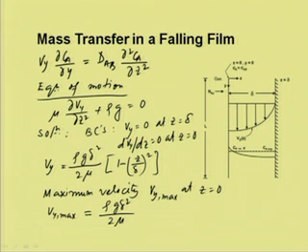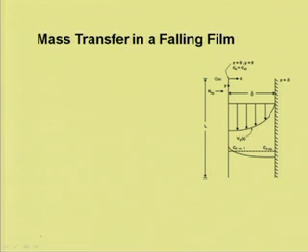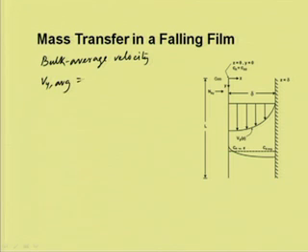Now, the bulk average velocity can be obtained. V y average will be equal to 1 by delta, where delta is the thickness of the liquid film, integral 0 to delta V y dz.